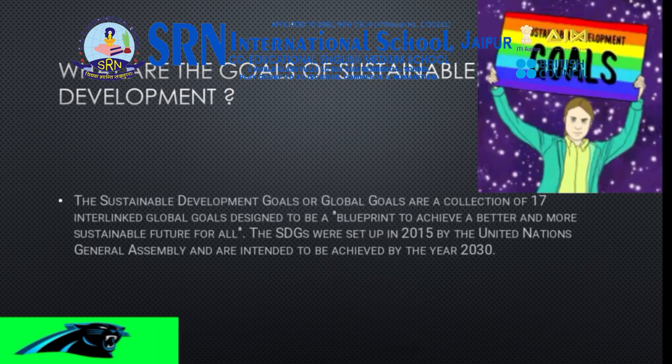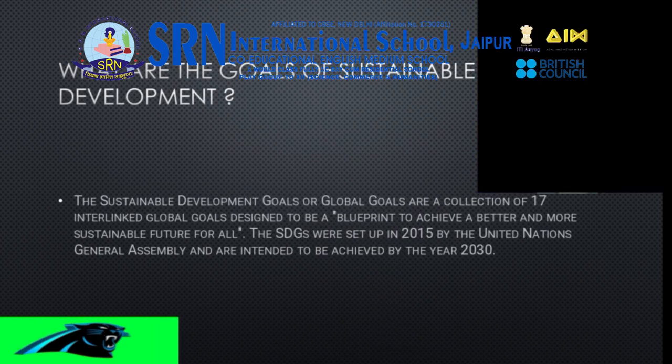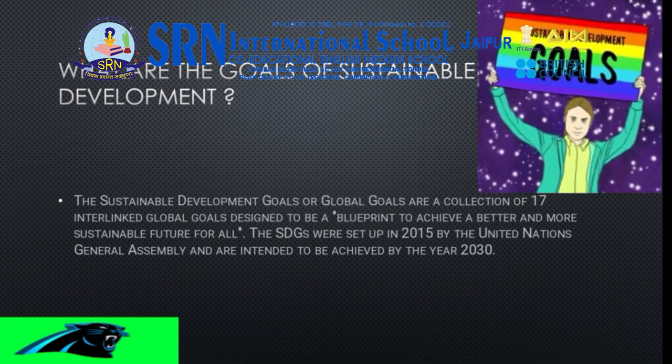So now, what are the goals of sustainable development? The sustainable development goals, or global goals, are a collection of 17 interlinked global goals designed to be a blueprint to achieve a better and more sustainable future for all. The SDGs were set up in 2015 by the United Nations General Assembly and are intended to be achieved by the year 2030.